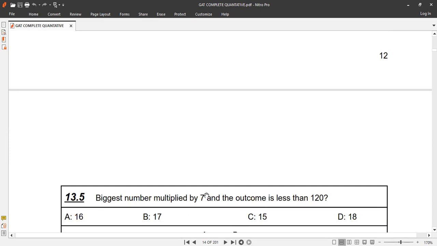7 multiply 16: you add another 7 to 105, that's 112. 7 multiply 17 is 119. But if you multiply 7 by 18, it becomes 126, so it's more than 120. So the answer is 7 multiply 17, yes, 119. You keep trying multiplying the 7 by these numbers until you find the closest number which is less than 120.